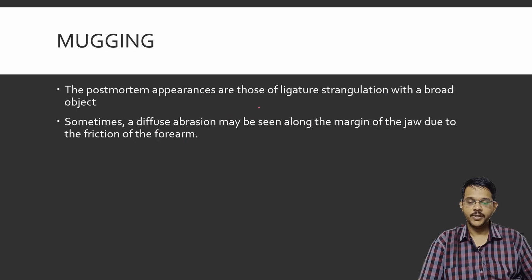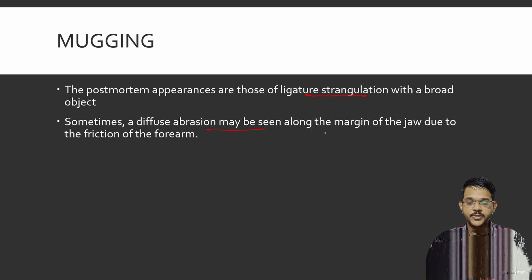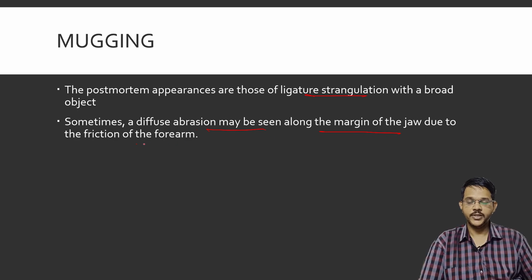The post-mortem appearances are those of ligature strangulation with a broad object. Since the person is asphyxiated, signs of asphyxia are present, then signs of ligature strangulation are present, and depending on the way the compression is applied, bruising will be present. Sometimes diffuse abrasion may be seen along the margins of the jaw due to friction of the forearm. Since there may be friction, abrasions may be formed.